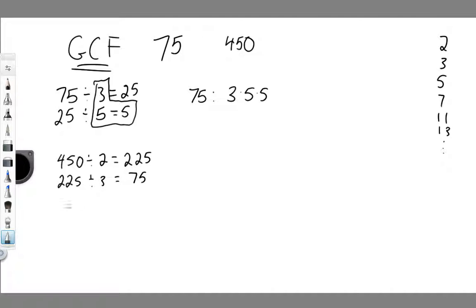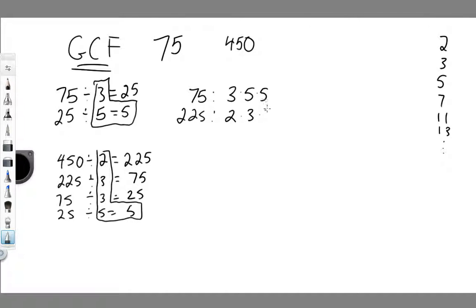225 divided by 3 is 75. 75 divided by 3 is 25. And then 25, not divisible by 3, it's divisible by 5. It's 5. So there's my prime number. So I stop, I make my L, and then I line it up. So I get 2 times 3 times 3 times 5 times 5.